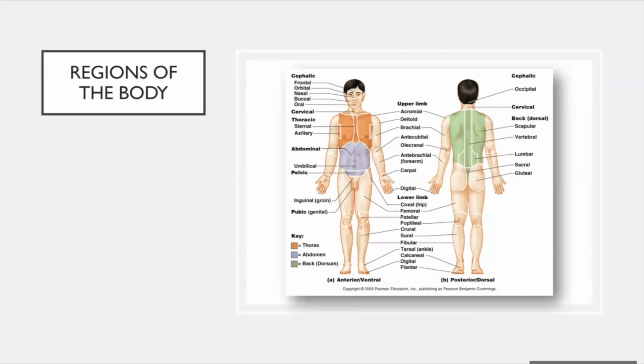So the occipital is the back bottom portion of your head. Cervical is also the back of your neck. Then we have the back. Scapular, near your scapulas. Vertebral, which corresponds to your spine. Lumbar, sacral, and then gluteal, which is your behind.